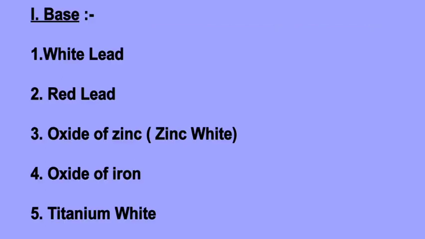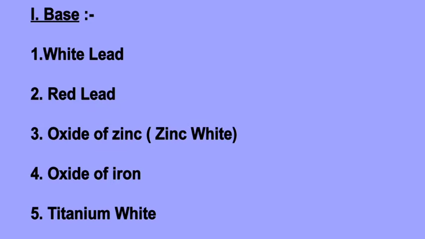Ingredients of oil-borne paint. First one, base. It is a solid substance in a fine state of division and it forms the bulk of a paint. Commonly used bases are, first one, white lead. It is a carbonate of lead. It forms the base of lead paints. It is suitable for wood surfaces.